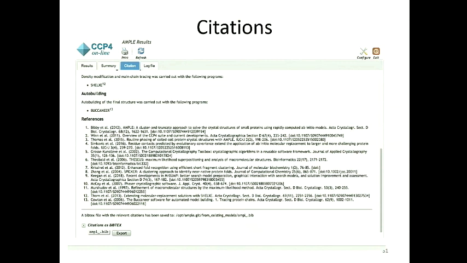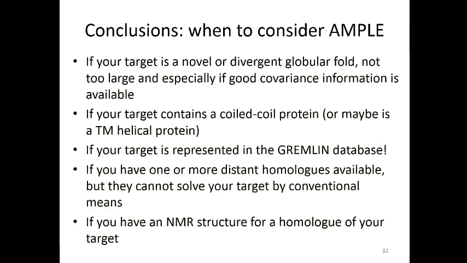I said I'd come back to the citations. So if you run AMPLE through a GUI, there's now an extra tab here which not only lists all of the references that you should cite for all of the important underlying software, but also allows you to export them as a BibTeX file. So there's really no excuse. It costs you nothing, and so if AMPLE works, make sure you cite our AMPLE paper, but also all of this underlying software, because that's important for the developers.